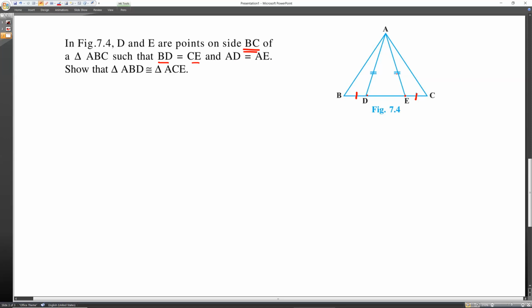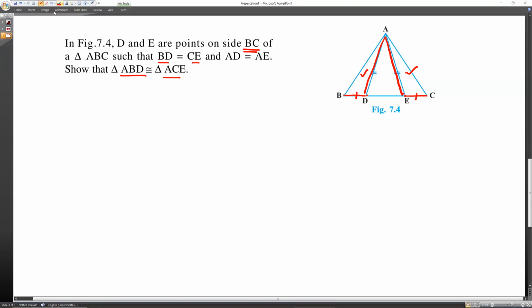This side is also equal to this side. So you need to show that triangle ABD is congruent to triangle ACE. This triangle is congruent to this triangle. So you know that the only things given to you are that this side is equal to this side, and this side is equal to this side. It is being given to you.